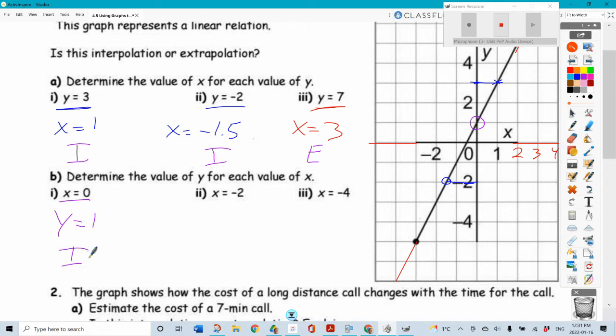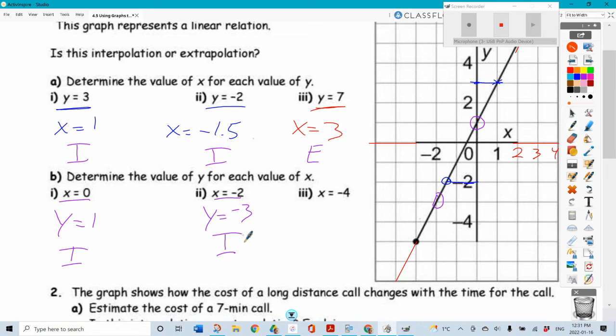So let's take a look. We want to know for our second one here, when x is equal to -2. All right, so coming down here to -2, and I look all the way down here, and I find out that y is equal to -3. And again, this is inside the information I already know, my data set, so it's interpolation.